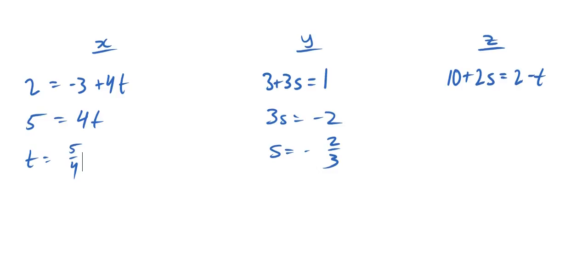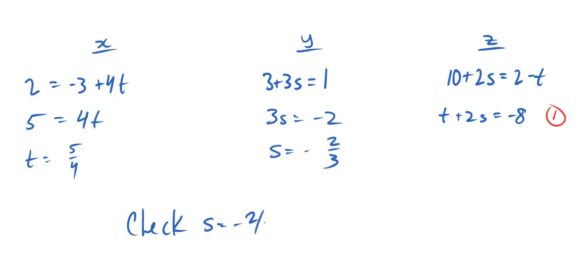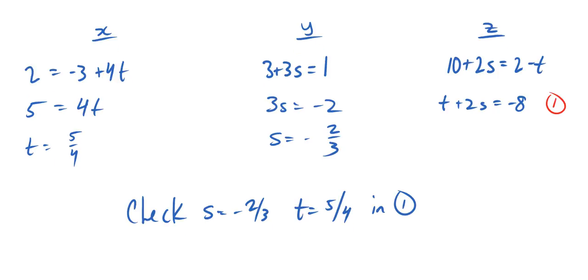Okay? So I'm going to call this equation 1, or actually, wait a minute. I'm going to simplify it a little bit first. Bring the t over, so t plus 2s equals negative 8. Is that right? Call that equation 1. And I'm going to check s equals negative 2 over 3 and t equals 5 over 4 in equation 1.